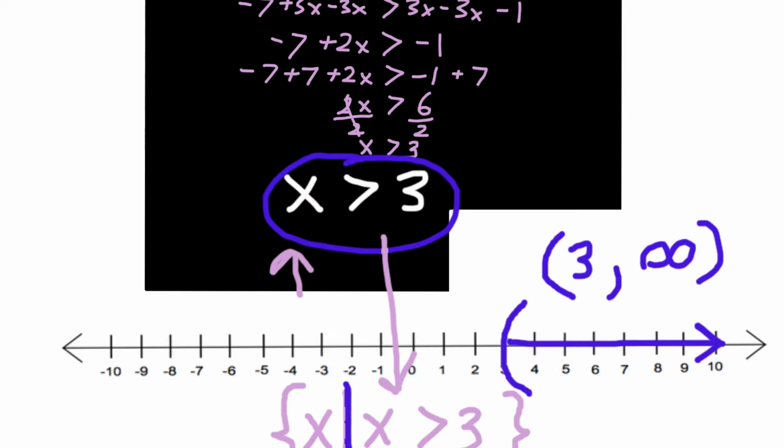This line here, "such that," just says we're talking about x, and this is what x does: x is greater than 3. But we're not going to be testing you on that. I just thought I would show it to you.